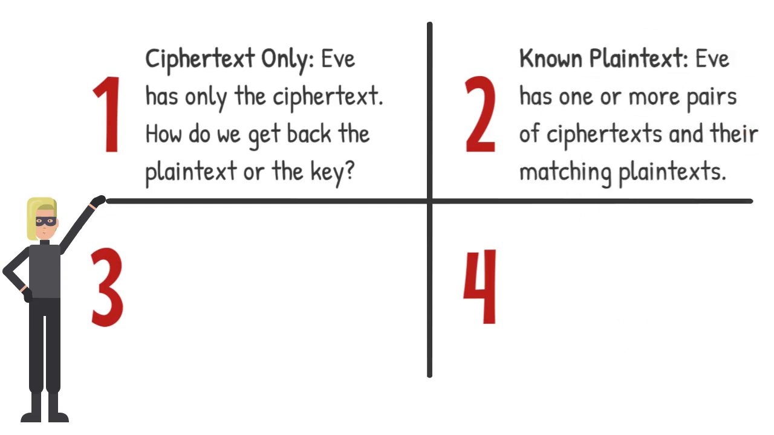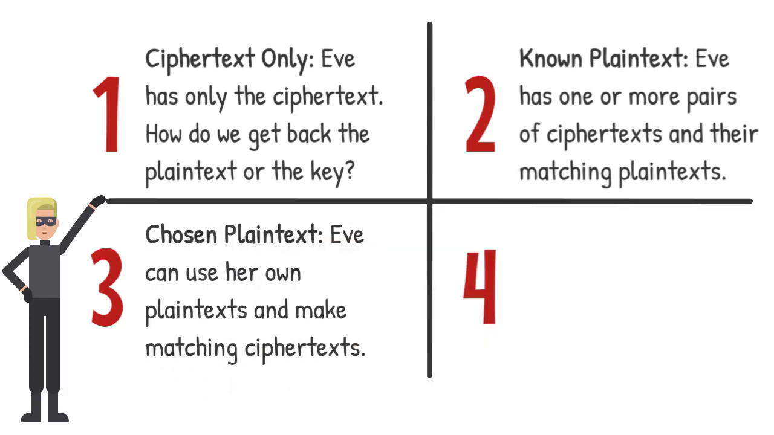Known plaintext. In this case, we have one or more pairs of ciphertexts and their matching plaintexts. This gives us a better starting point for trying to find the key and to decipher future messages. Chosen plaintext. Now this is where it gets fun. For a brief time, I cleverly got access to the cipher. How? By the magic of the oracle. Using this, I was able to choose my own plaintexts and make matching ciphertexts.